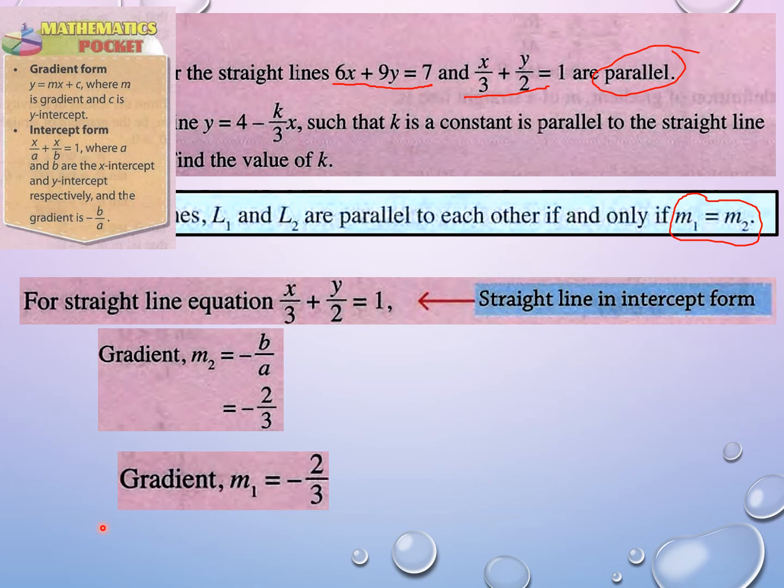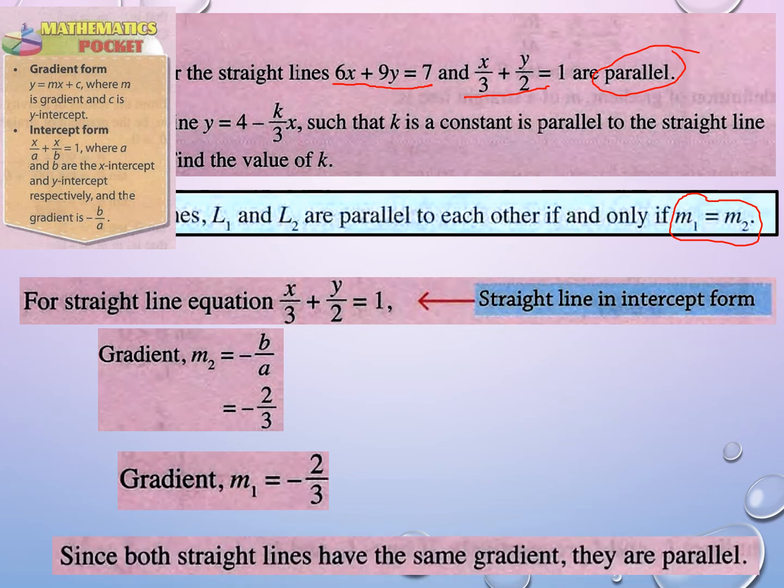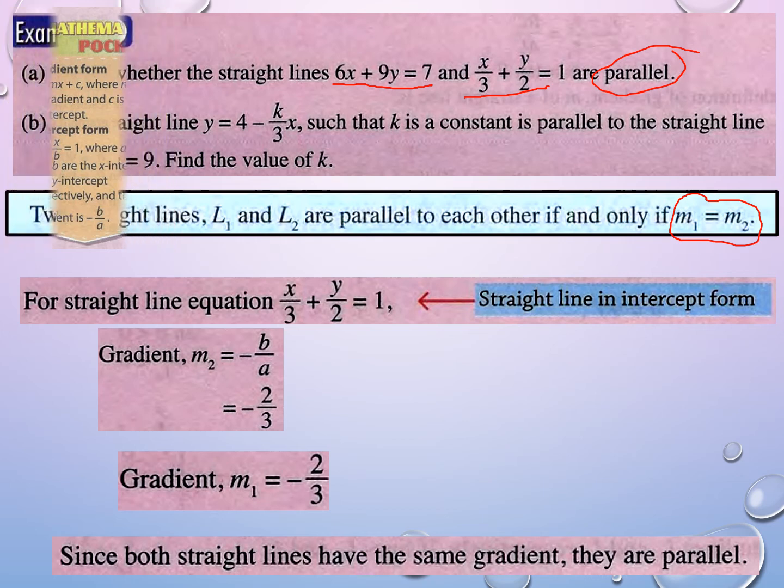So now m1 is also -2 over 3. Remember just now? Since m1 and m2 are the same, what we can conclude is that the two lines are parallel. Yes, because they have the same gradient, they are parallel.